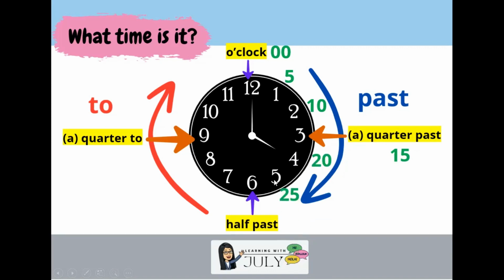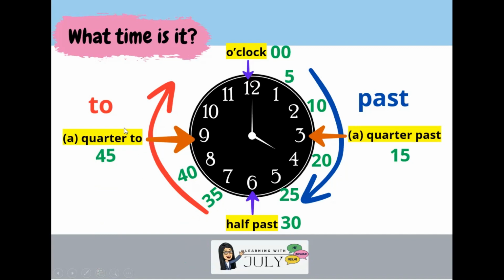4, 20 minutes. 5, 25 minutes. 6, half past. Means 30 minutos. Half past. 30 minutos. Half past 30. Number 7. 35 minutes. 8. 40 minutes. 9. 45 minutes.